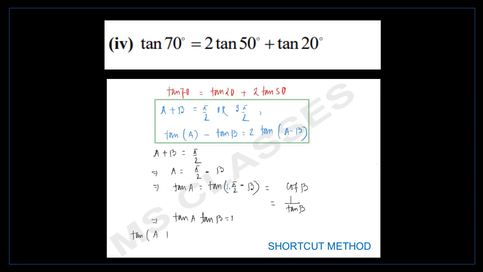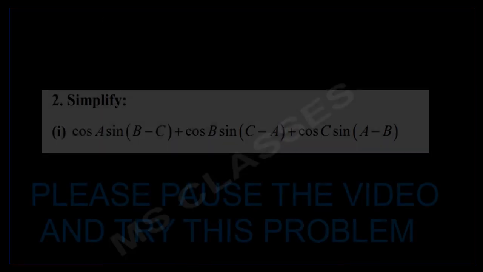Tan(A − B) equals (tan A − tan B) by (1 + tan A tan B). Because tan A tan B is 1, the denominator becomes 2. So it is (tan A − tan B) by 2. If you cross multiply, you are getting this. So this is a very nice technique.